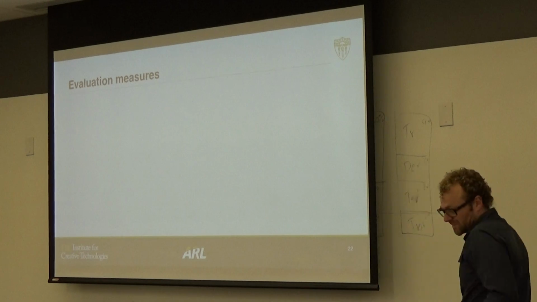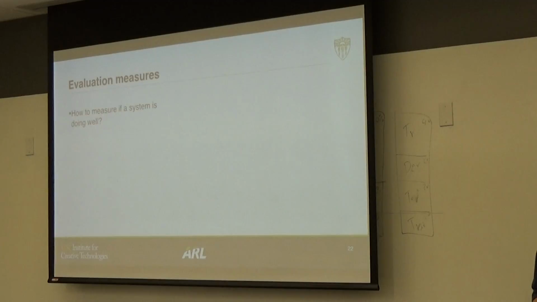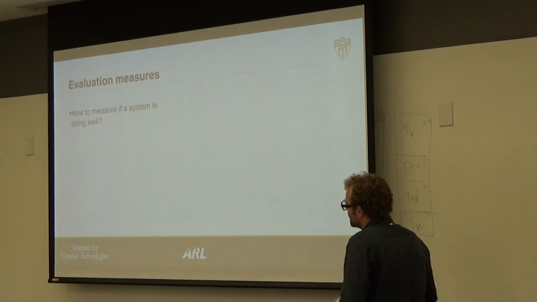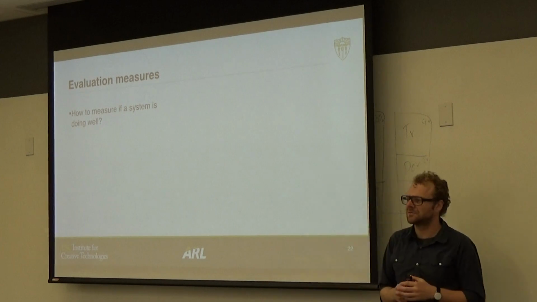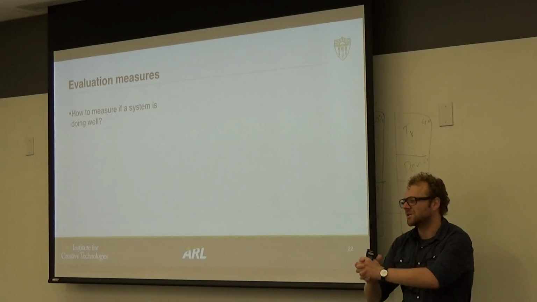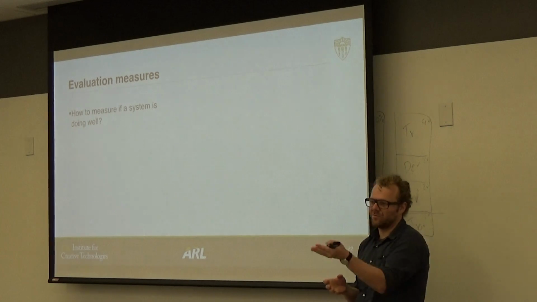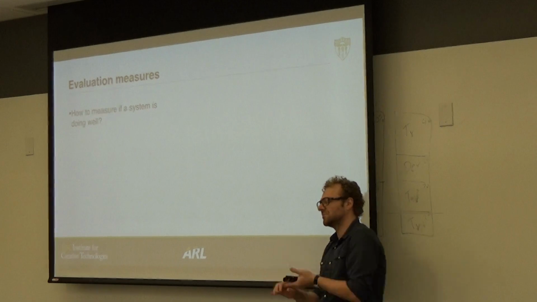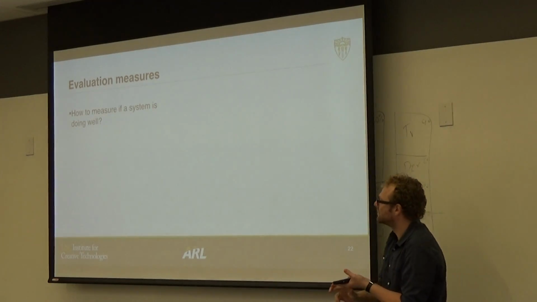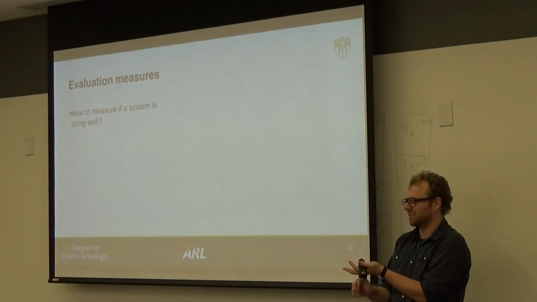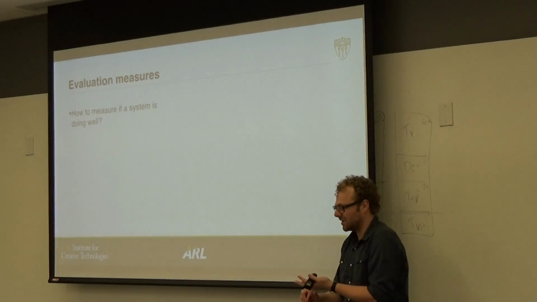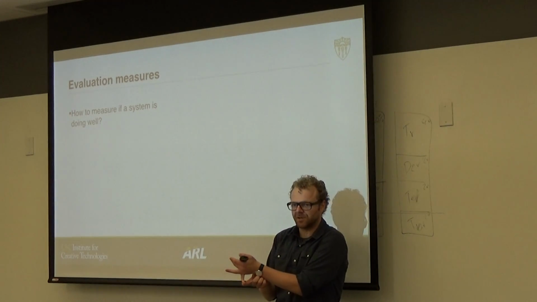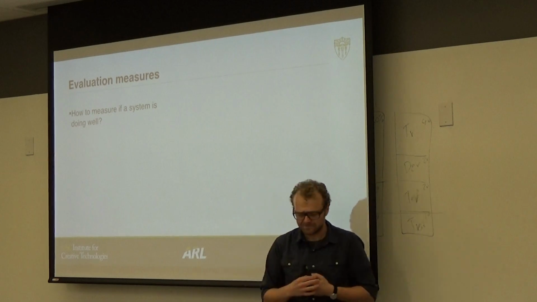Okay, so let's talk a little bit about evaluation measures. How would you measure if a system's doing well? What's the most popular stuff? F1 score, accuracy, ROC, the receiver operating curve, and in that case you would also look at the area under the curve. And you would also want to know that the error is low, right? Very good.